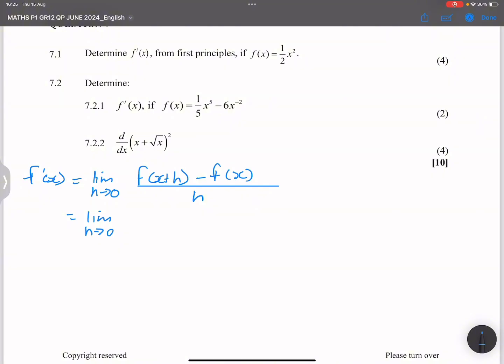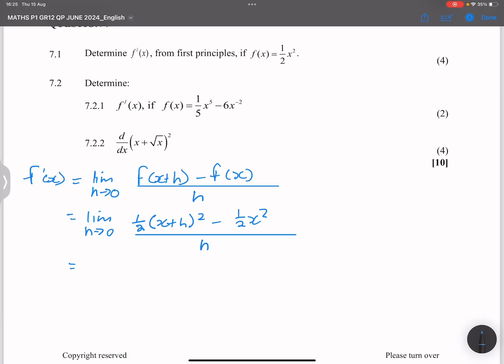Right, so let's take f of x plus h. In this case, our f of x is half x squared, so this will be half of, everywhere I see x, I'm going to put x plus h, so that's half of x plus h squared minus half x squared, right? And please remember, if it is an entire expression, please remember to just put that in brackets, because that will change the sign of every term in your expression. Right, so this is divided by h.